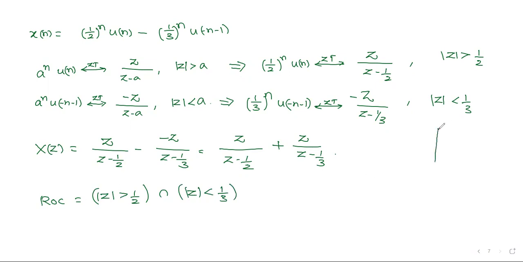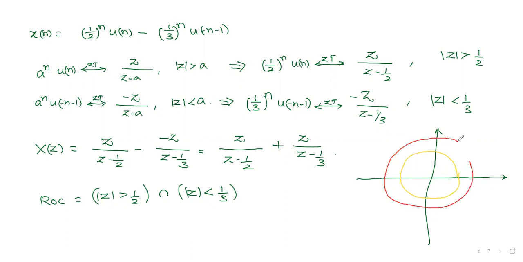Now you draw two circles with radius 1 by 3 and 1 by 2. This is 1 by 3 and 1 by 2 is here. Now mod z is greater than 1 by 2 means outside. This is mod z is 1 by 2, and this one is mod z is 1 by 3. Mod z is less than 1 by 3 means inside of this circle.